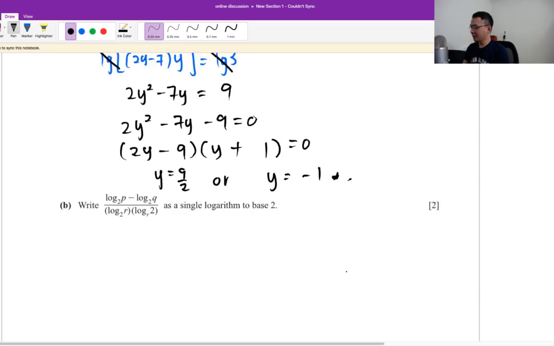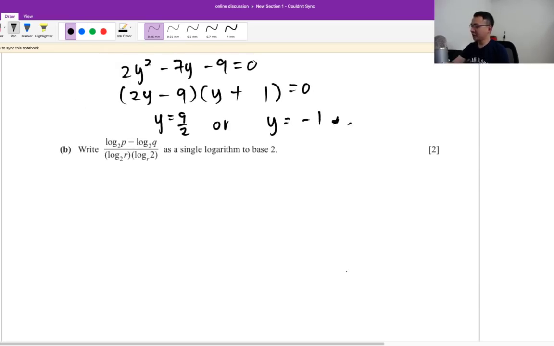Alright, so the next one, this one: write log 2p minus log 2q, divided by this one, as a single logarithm to the base 2. Alright, so I try to simplify this one. The minus on the top, maybe I can factorize out: log base 2 of p divided by q, divided by... this one I try to make in base 2 also. See what I can do here.